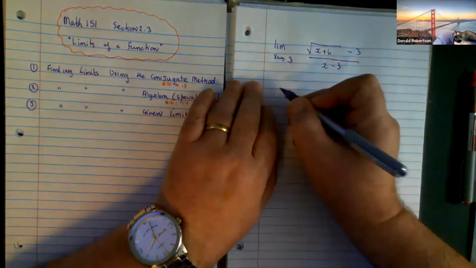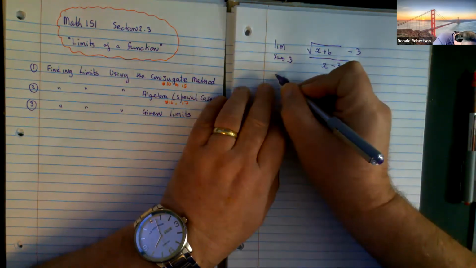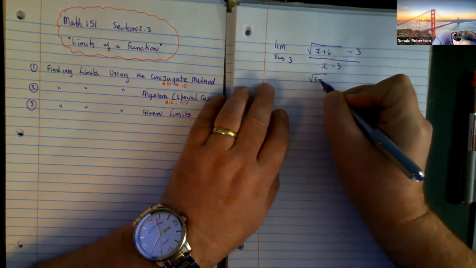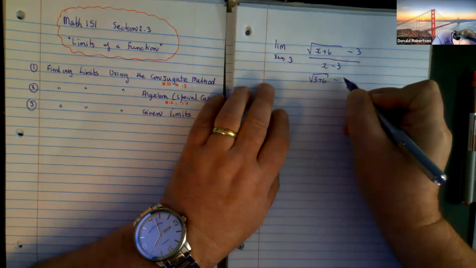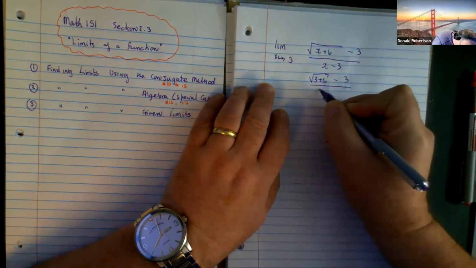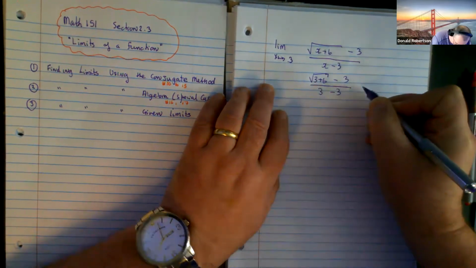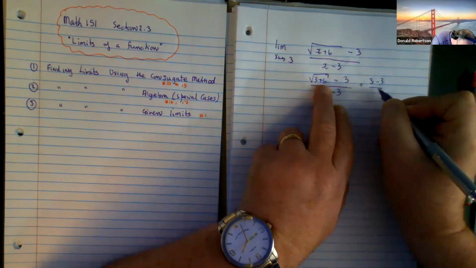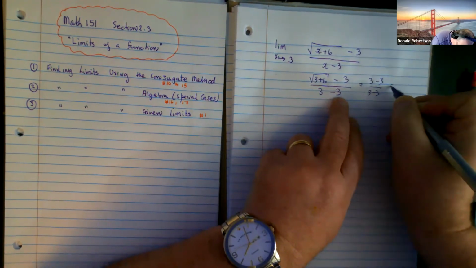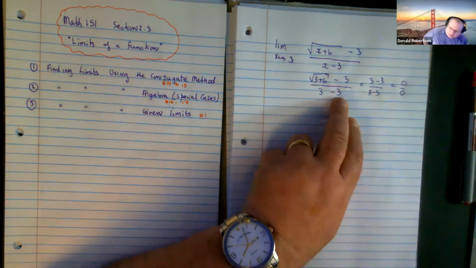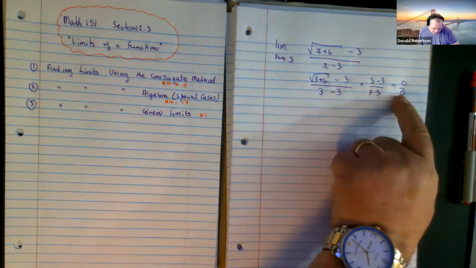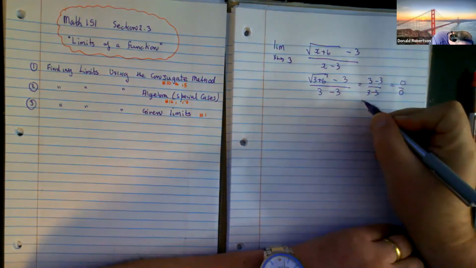First thing I'm going to do is try brute force. So I'm just going to plug in 3. Well, I get the square root of 3 plus 6, take away 3. And I get 3, take away 3. Well, that's the square root of 9, which is 3. Uh-oh. We get 0 over 0. Isn't that bad news if you want to find a limit of anything? Remember, the name for that is indeterminate form.